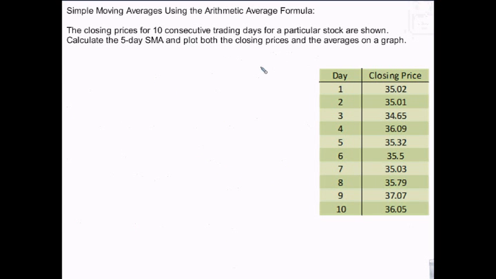We have 10 days of closing prices for some random unnamed stock, and we're going to calculate the 5-day SMA. SMA stands for simple moving average. And we're going to plot both of them on a graph. So what I want to do first is, if you go to the next square, you have a blank graph. I'm going to plot the daily ones first, and then I'm going to plot the SMAs after we calculate them. But I want to show you the jaggedness of the daily prices.